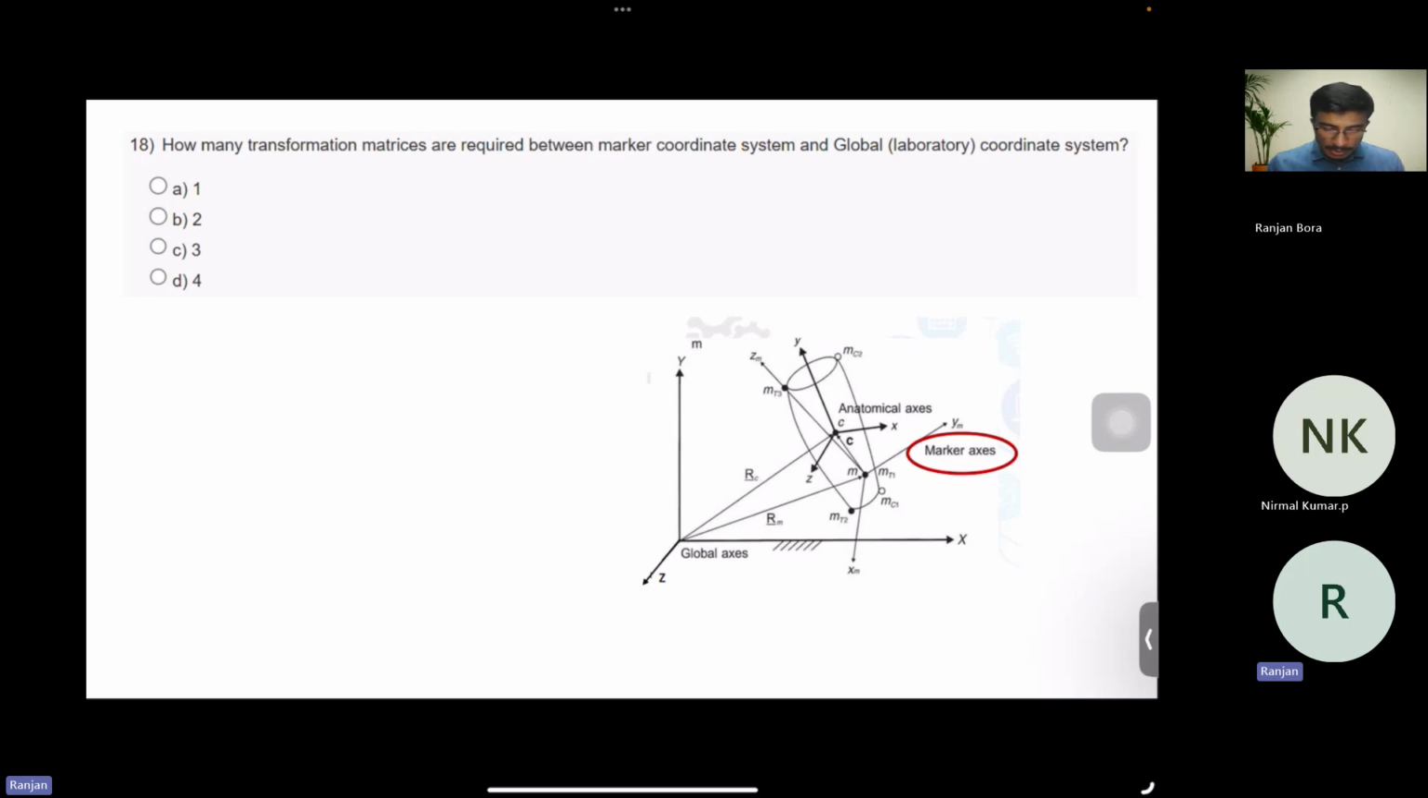So you can see this is the global coordinate system, and when we place the marker on the body part, it creates a coordinate system of its own. So this is the marker coordinate system. And what is the question? The question is asking how many transformation matrices are required between the marker coordinate system and the global coordinate system for measuring the movement of this body part.